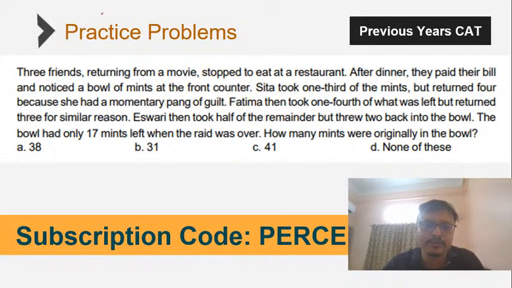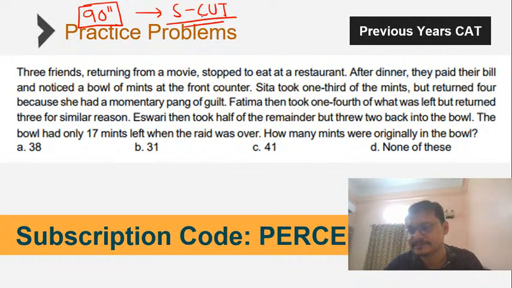So let's start with the first question. In every question, the rules are simple. In every question, you will be getting 90 seconds to try and solve the question, and then I'll be showing you all a shortcut approach to answer the same question. So the first question is as follows.